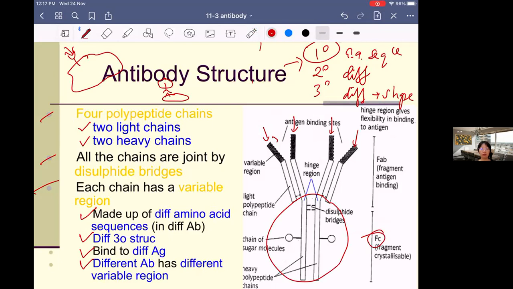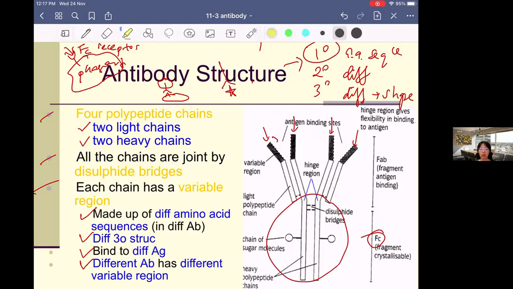So regardless of the antigen shape, this FC region of the antibody will all be the same. So therefore, your phagocyte only needs one type of receptor here, which is the receptor for FC, the FC receptor. Then it's able to bind to all sorts of antibody. Okay, it binds to the FC region of the antibody. They're all the same, regardless of different type of antibody.